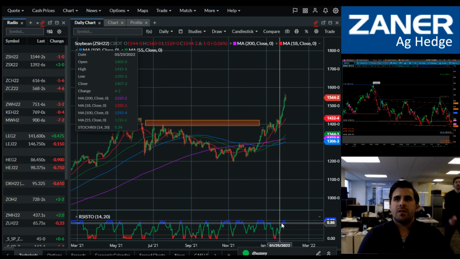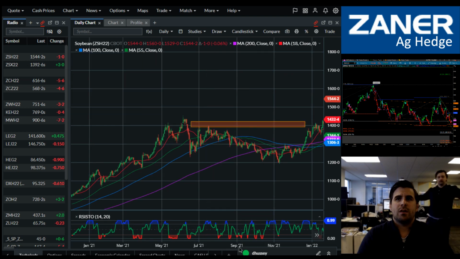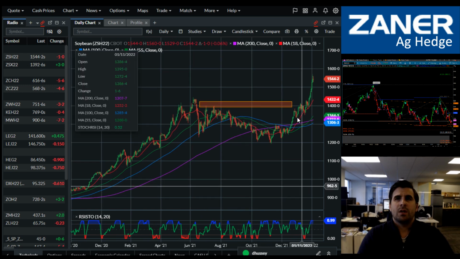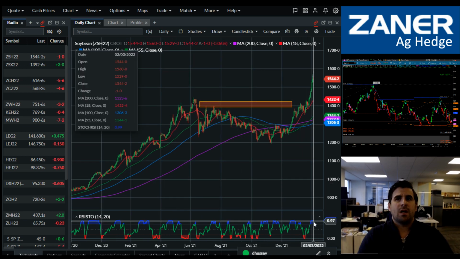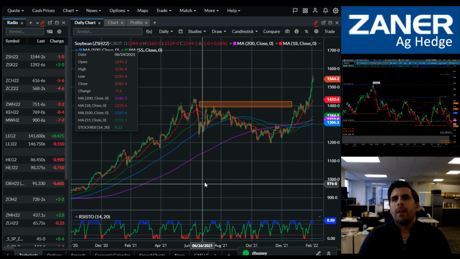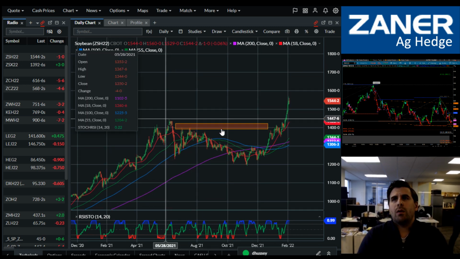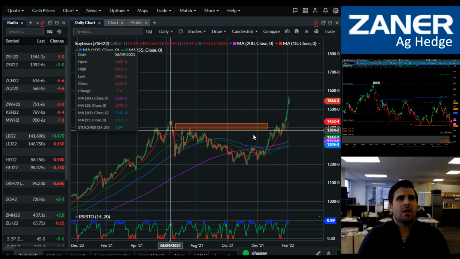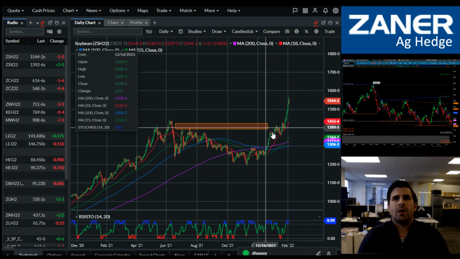The RSI is getting into overbought territory here in the daily time frame. It can stay overbought longer than you can stay short, so that is not something I'm trading off of. Certainly something we're aware of and paying attention to, though. So now that we've broken out of this old resistance in this box on the chart, that's going to be a new support if we were to ever come back down to it.